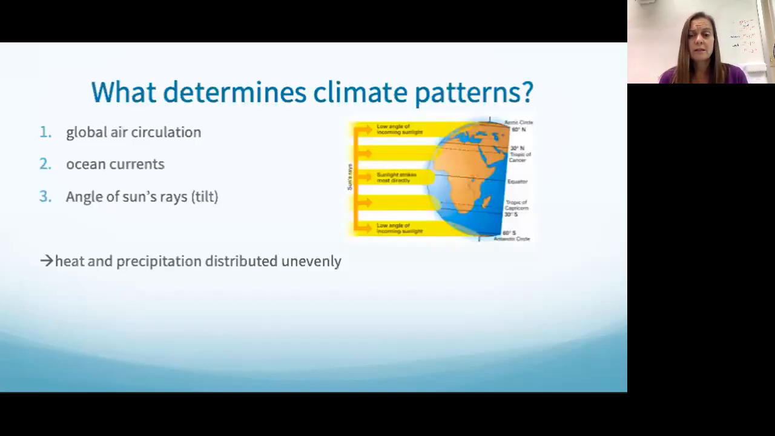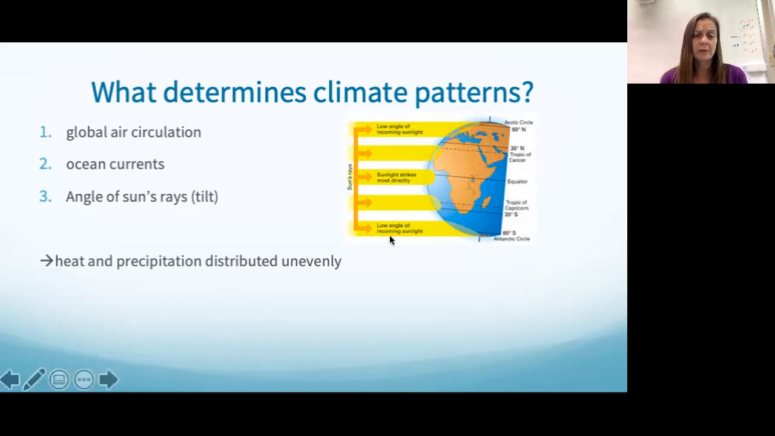So what determines these climate patterns? Well, there's a lot of pieces that come together to make these climate patterns. The number one piece is that solar energy, okay? So that angle of the sun's rays is going to determine whether it comes through as an intense level of solar radiation or a lesser level of solar radiation. But in general, all of our climate patterns are driven by solar energy, because the global air circulation as well as ocean currents are driven by the solar energy.